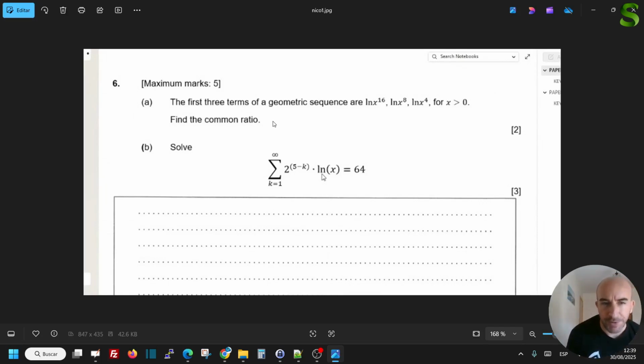Hi, today we're going to solve this exercise about geometric sequences for a student. So the first question says that the first three terms of a geometric sequence are natural logarithm of x to the power of 16, natural logarithm of x to the power of 8, natural logarithm of x to the power of 4, for x greater than 0. Obviously, if not, the natural logarithm wouldn't be defined. Find the common ratio. Okay, so this is very easy.